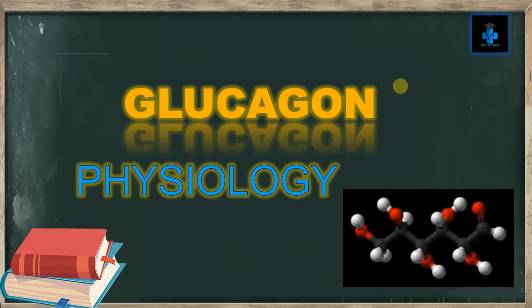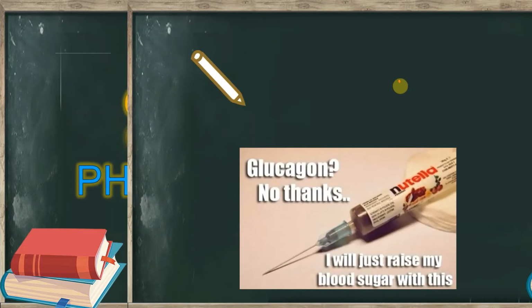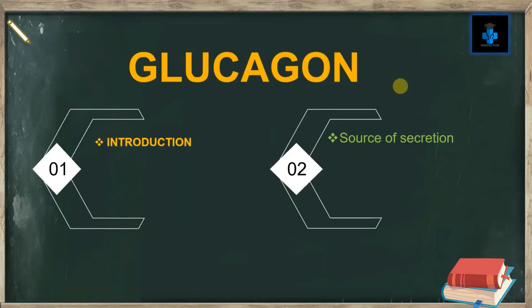So today let's learn about some physiology of glucagon. Glucagon is a hormone that works with other hormones and bodily functions to control glucose levels in the blood. So, to learn more about glucagon, let's begin.